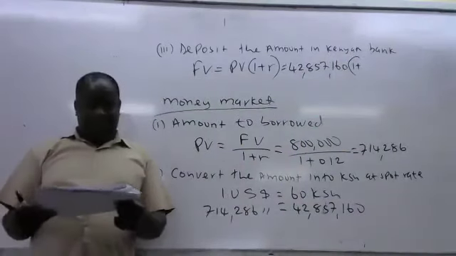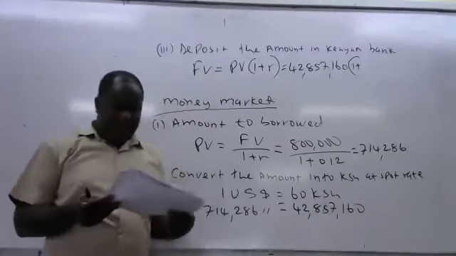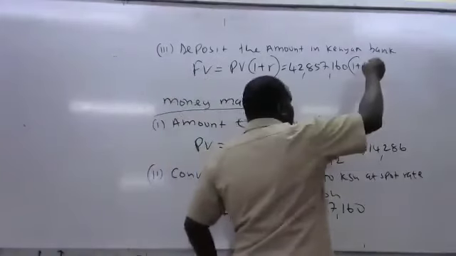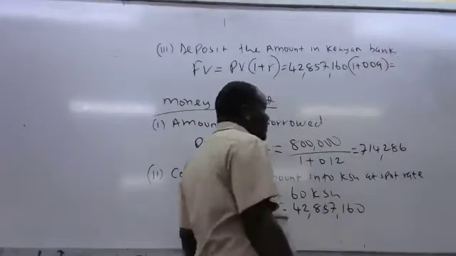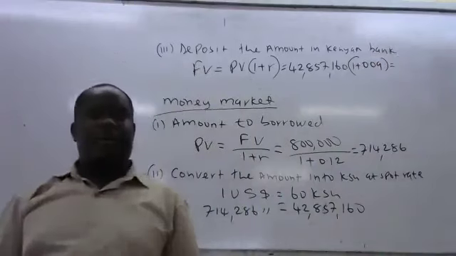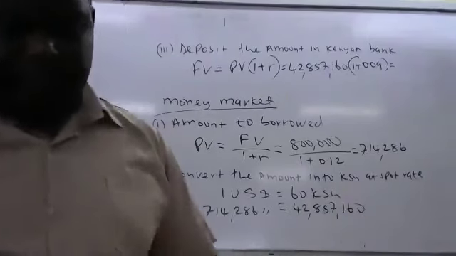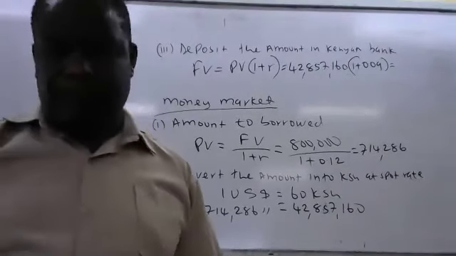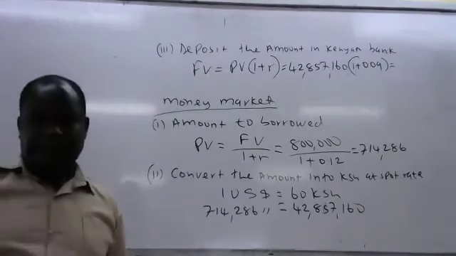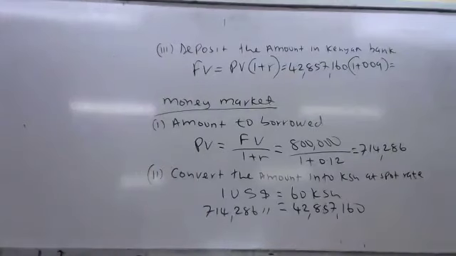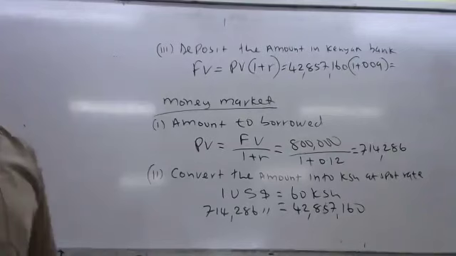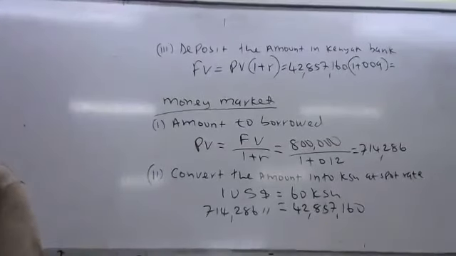What is the interest rate for deposits in Kenya? It is 9%. So 9% is the same as 0.09. So that now you come up with that particular value.